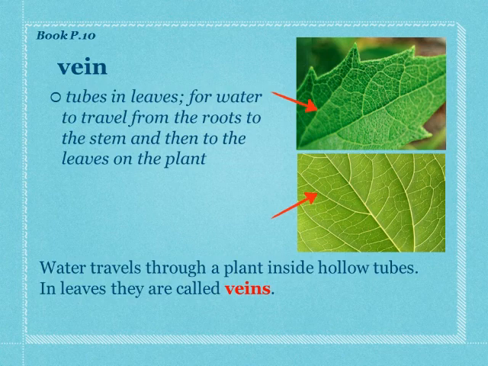Page 10. Vein. Tubes in leaves for water to travel from the roots to the stem and then to the leaves on the plant. Water travels through a plant inside hollow tubes. In leaves they are called veins.